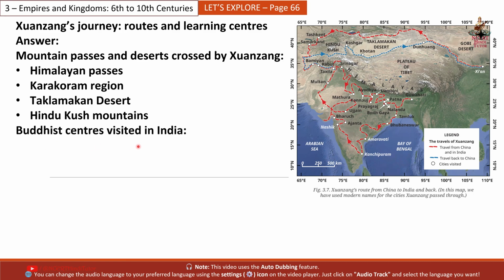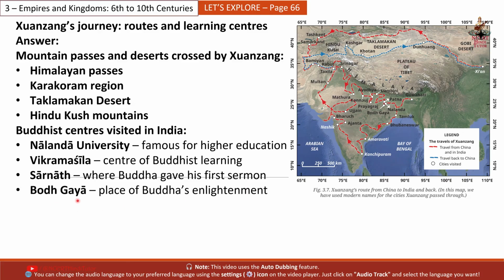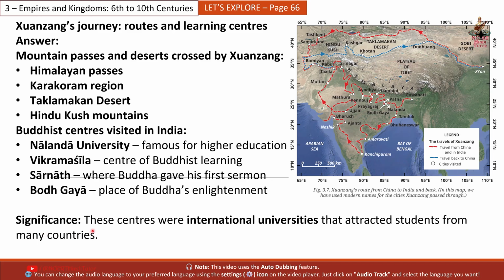Buddhist centers visited in India. Nalanda University, famous for higher education. Vikramasila, center of Buddhist learning. Sarnath, where Buddha gave his first sermon. Bodh Gaya, place of Buddha's enlightenment. Significance: these centers were international universities that attracted students from many countries.